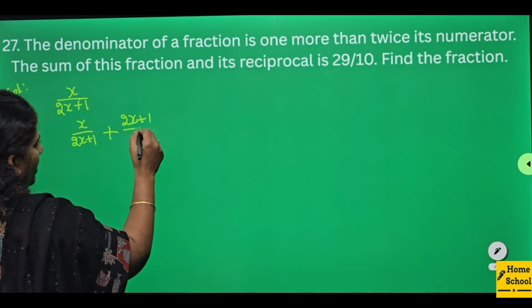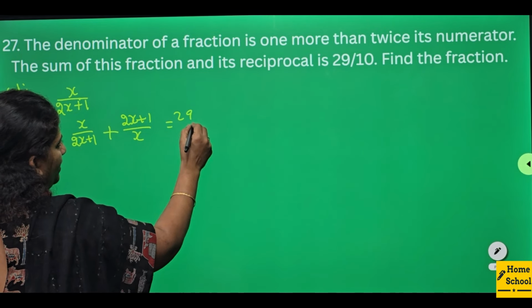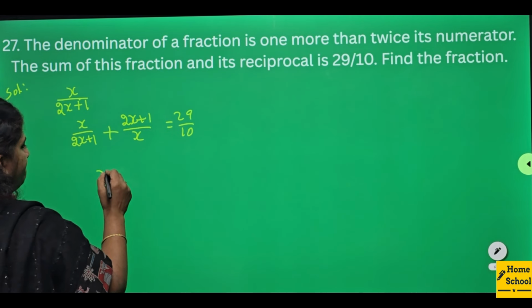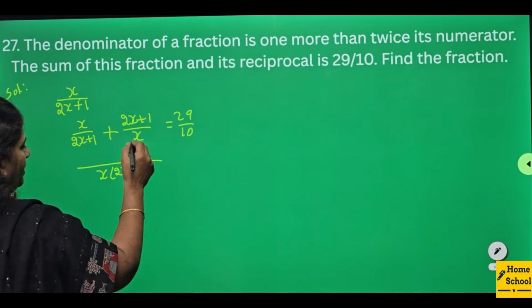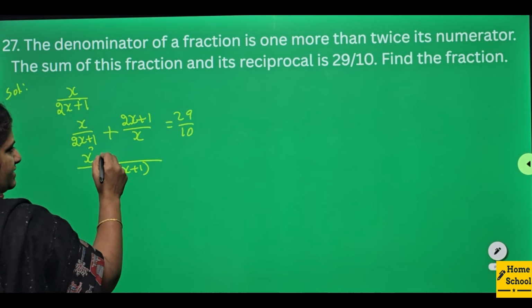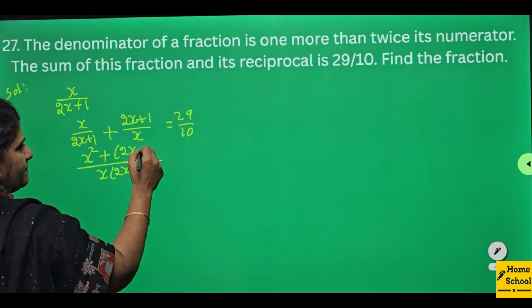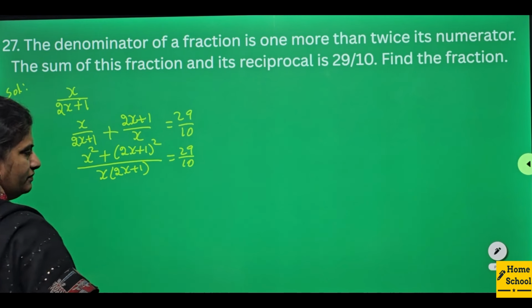2x plus 1 by x is 29 by 10. Find the fraction. Do LCM. x into 2x plus 1. Multiply this x here. x into x is x square plus 2x plus 1 multiply. 2x plus 1 whole square is equal to 29 by 10.